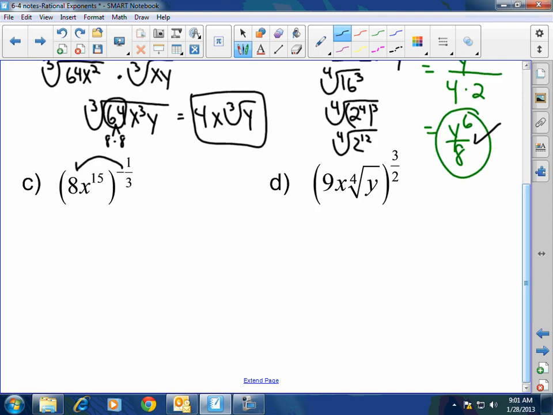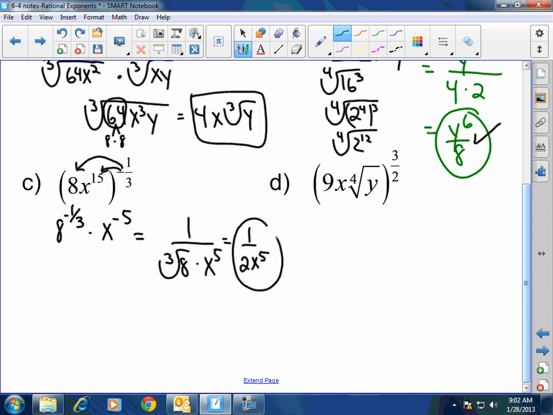Okay, let's distribute again. 8 to the negative 1/3 times x to the negative 5, because 15 times 1/3 is negative 5. So both of them are going to go down in this case. It's going to be 1 over the cube root of 8 times x to the 5th, because I don't have a rational exponent there. It's a whole number, so I'm golden. The cube root of 8 is 2. So I've got 1 over 2x to the 5th power.